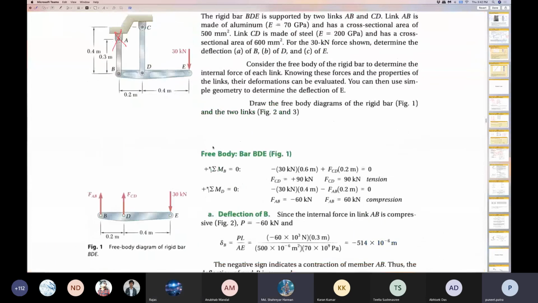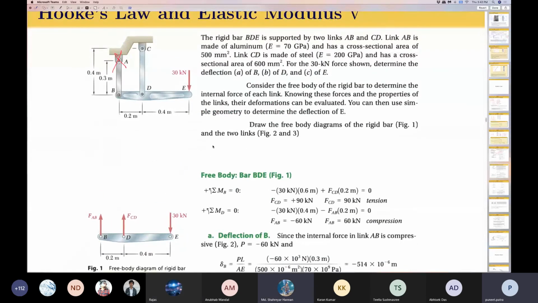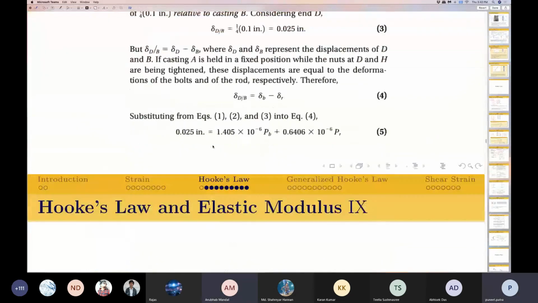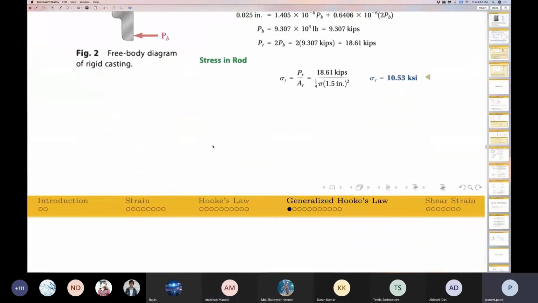Hello, sir. Yeah, go ahead. Sir, if any rod deforms from both sides, then we have to take total deformation for calculating strain. Correct. If a beam deforms from both the ends, you have to take the net change in length divided by the total initial length. Okay, sir. Thank you. So let's move on. I have only 18 minutes and a lot of things to cover.